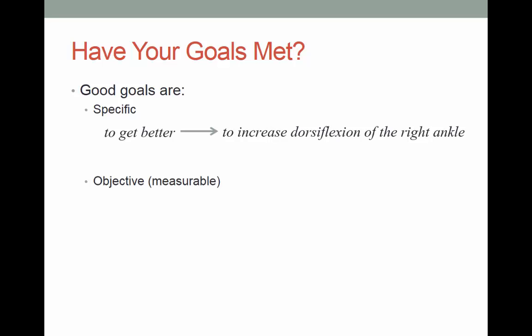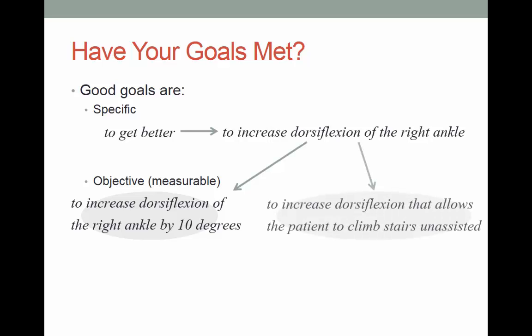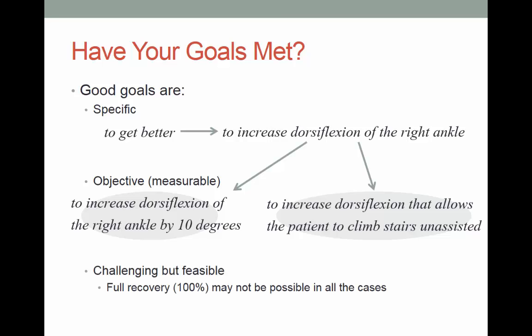They also need to be objective or measurable. We may want to increase dorsiflexion of the right ankle by 10 degrees. Or we may also want to increase dorsiflexion that allows the patient to climb stairs unassisted. The goals also need to be challenging, but feasible. For example, full recovery or 100% better may not be possible in all cases. And last but not least, we need to consider the proper timeline.